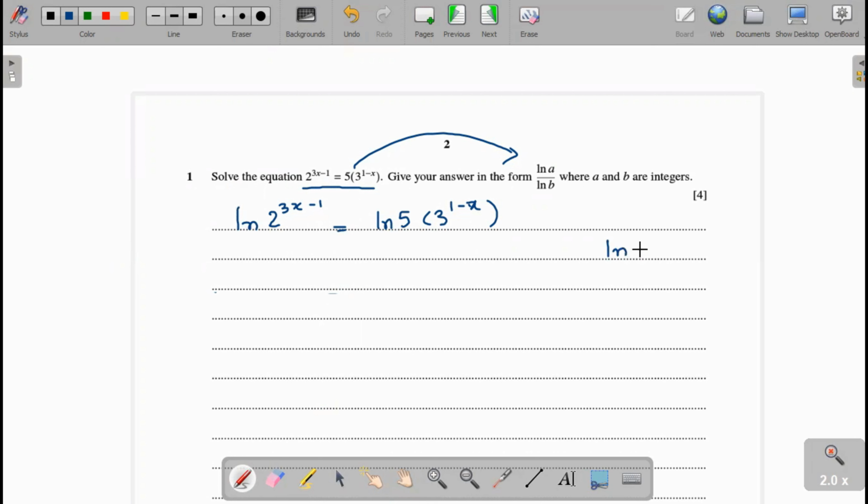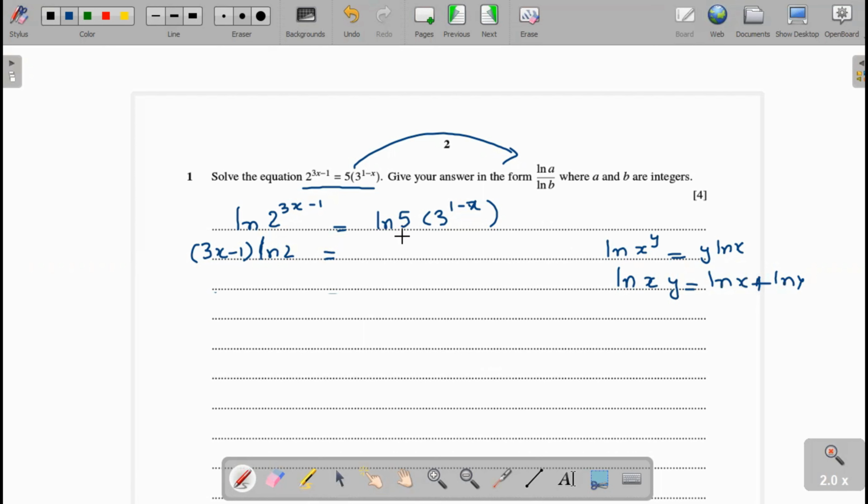In the exponent logarithm rule, ln x^y is equal to y into ln x. Therefore, we can write it as (3x-1) into ln 2, because the power becomes the coefficient. And on the right side we have ln of 5 into 3^(1-x). Here we use the product rule: ln of x into y is equal to ln x plus ln y.